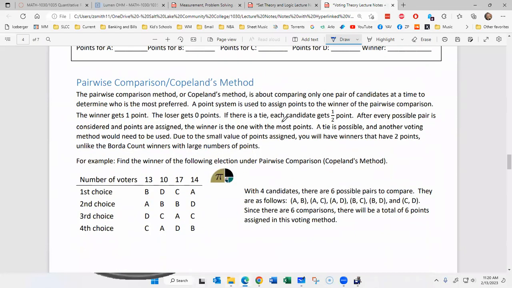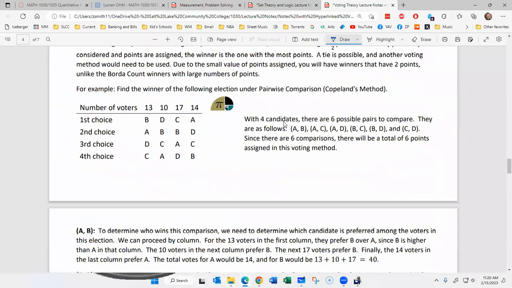The pairwise comparison method. Like if I wanted to work out A, C, I'm looking to see where is A above C. These 13 voters prefer A over C. These 10 voters prefer C over A. These 17 also prefer C over A. And these 14 prefer A over C. So there's a total of 27. Oh, and 27. These are equally preferred. Each gets a half a point.